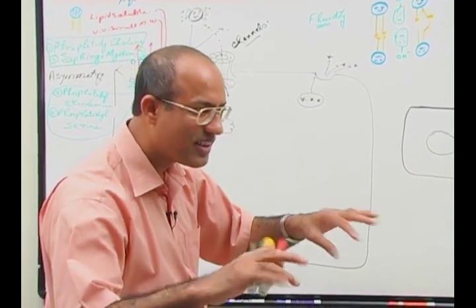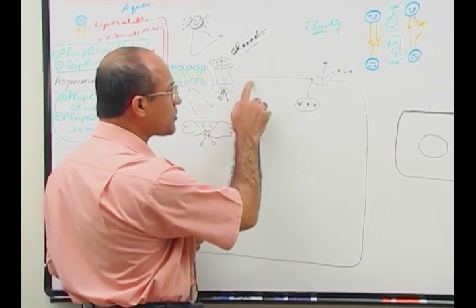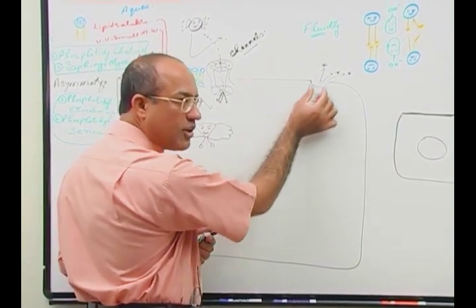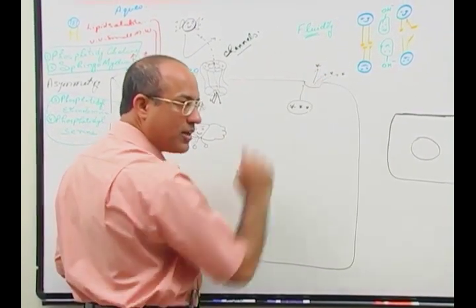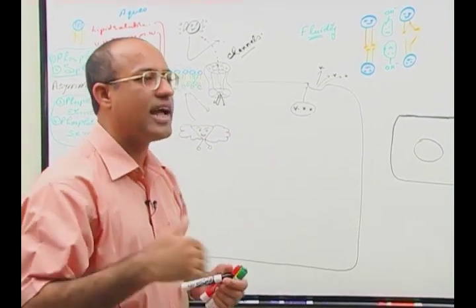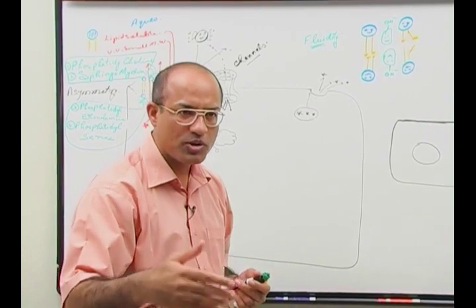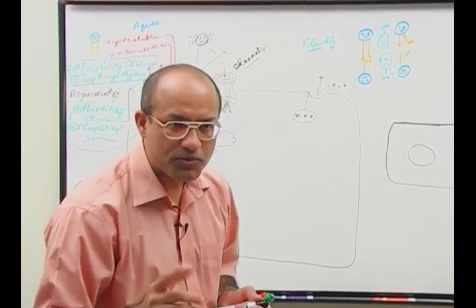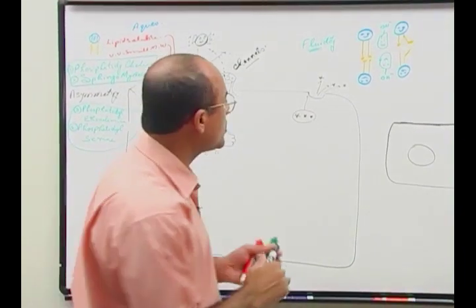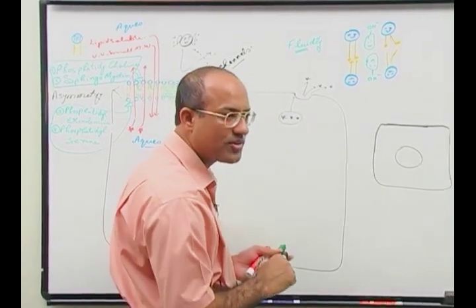Is that right? If this was a fixed membrane, could it easily go out? No. So this process is called exocytosis. The cell is showing exocytosis. So fluidity is important so that the cell can show exocytosis.